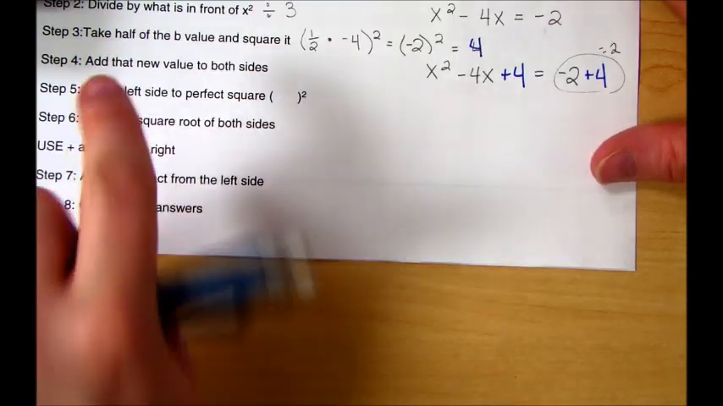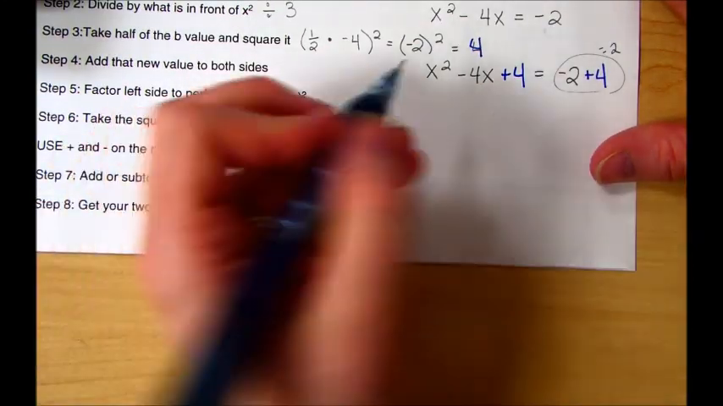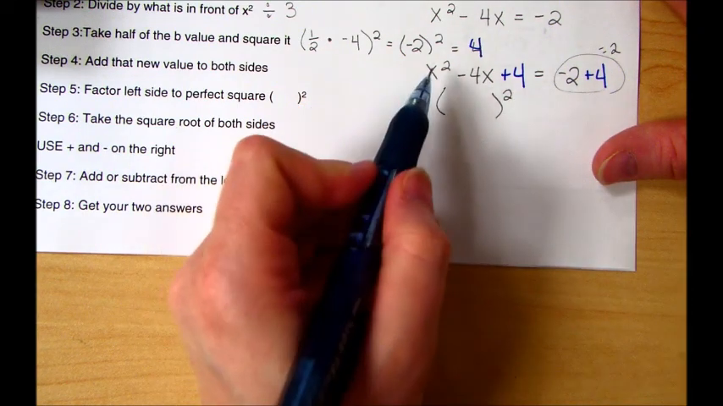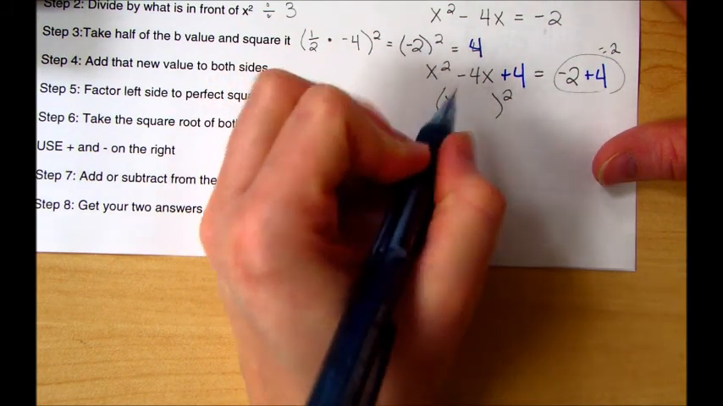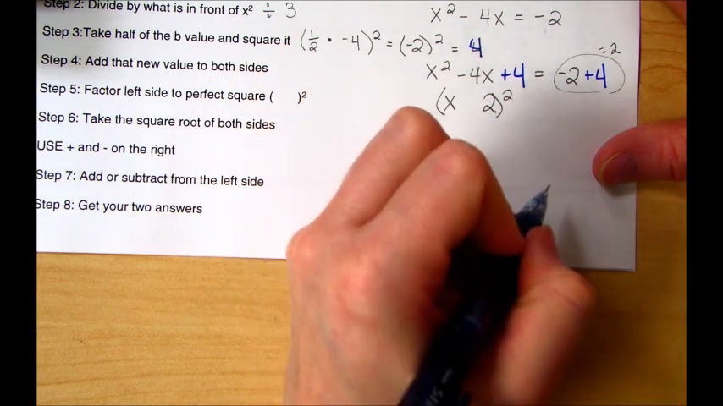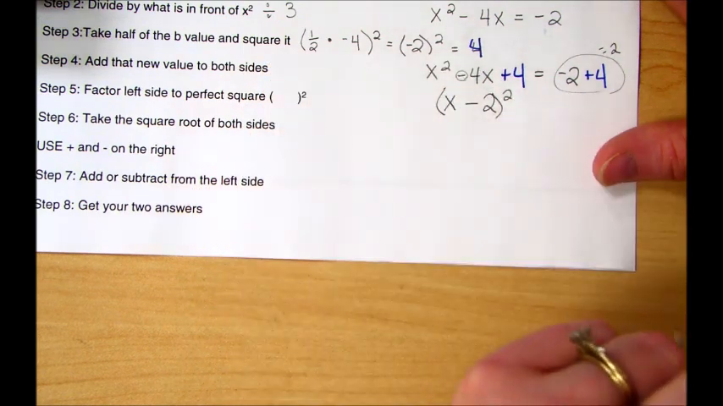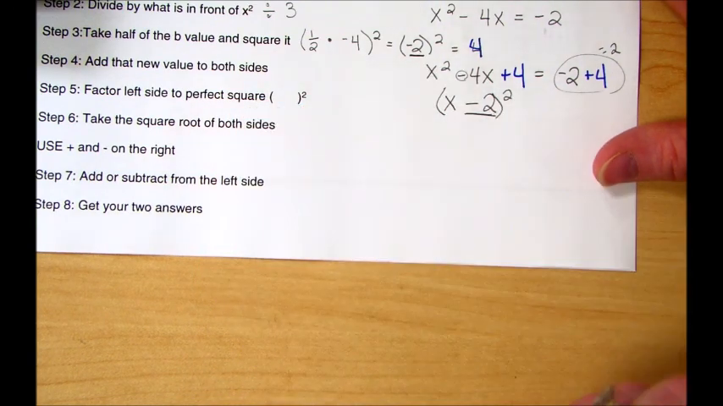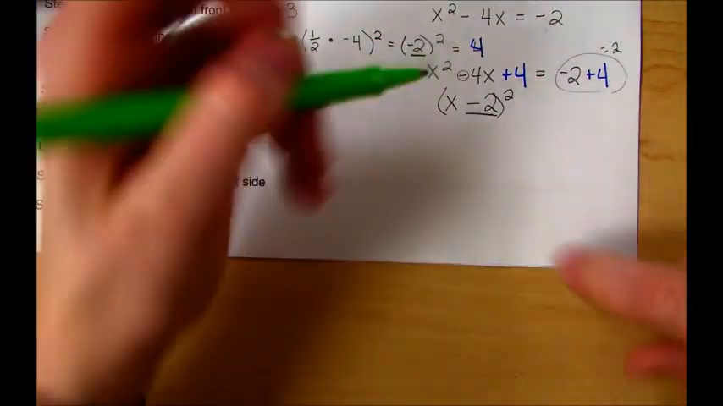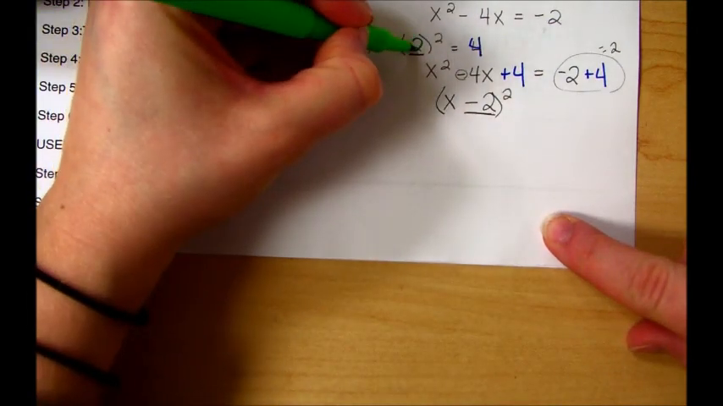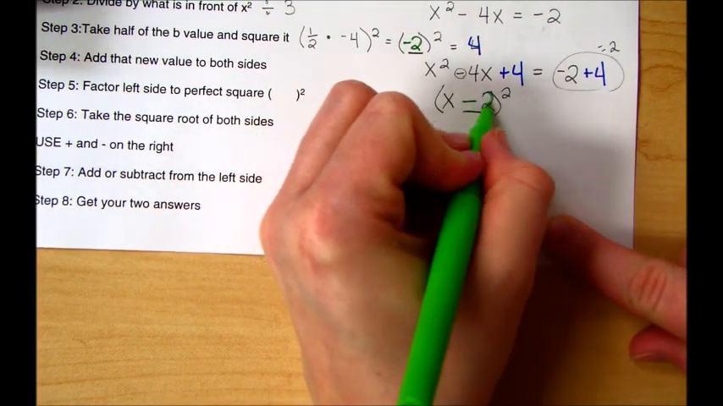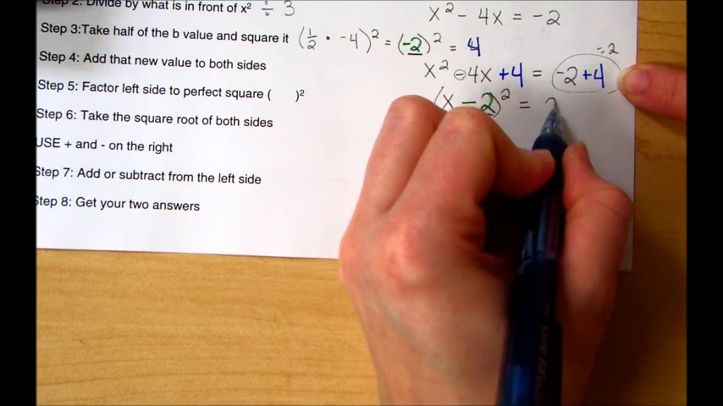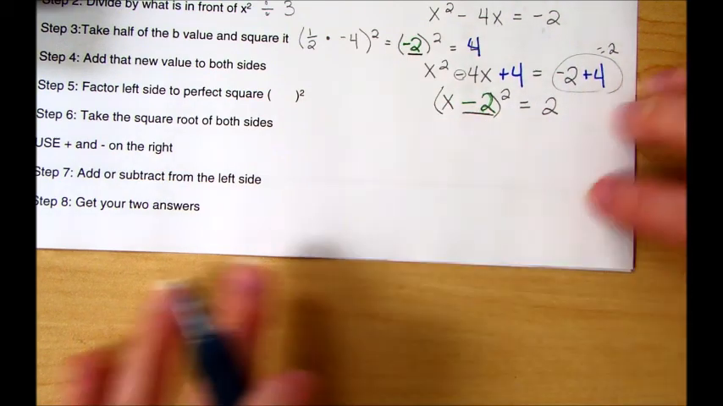Step 5, factor the left side to a perfect square. So this trinomial turns into a perfect square binomial. The square root of x squared is x, and the square root of 4 is 2. This sign drops down. Now if you struggle finding this number right here, it's the same as what was in parentheses up there. If I want to color code it, I would do it like this. This green negative 2 matches this green negative 2. And on this side, negative 2 plus 4 made a positive 2. Now you're almost home free.